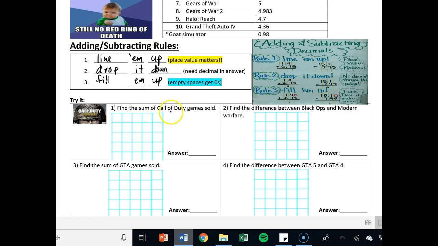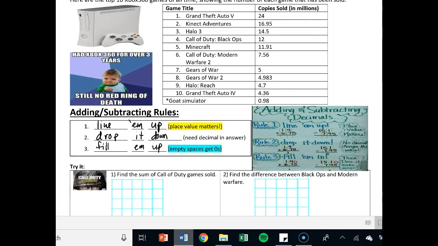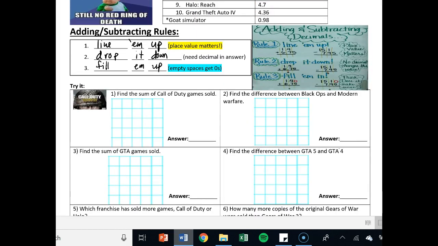So for instance, it says find the sum of Call of Duty games sold. So if you go back up here, you're going to say, okay, Call of Duty Black Ops 12, Call of Duty Modern Warfare 7.56. So you're going to line those up by the decimal. So you notice that 12 doesn't have a decimal, so you're going to want to line up by place value. So I'm going to put 12 here, and then place value decimal 0, 0, right? And then I'm going to add 7.56. The 7's in the one spot, so it goes right under the one spot, decimal 5, 6. So you notice how I lined them up. I'm going to drop down my decimal in my answer right there, right? And then I filled in the zeros.